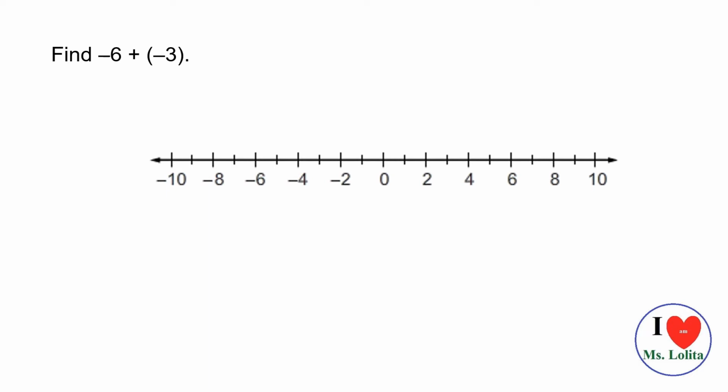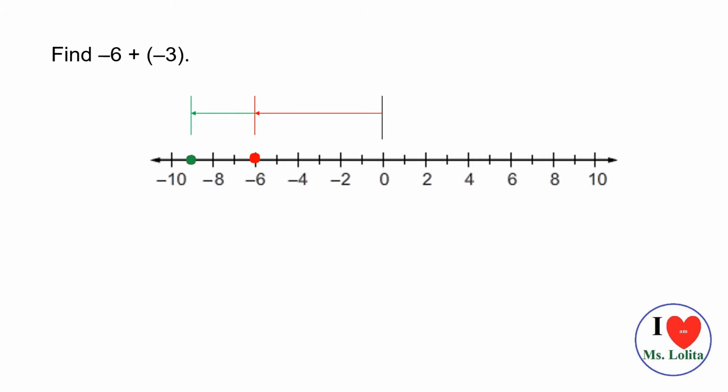Let us work on another example so that you can understand the lesson well. Find negative 6 plus negative 3. This time, our number line is lying horizontally. If the number line is horizontal and the integer is negative, we will move to the left. So, negative 6 will land on 6 units to the left.